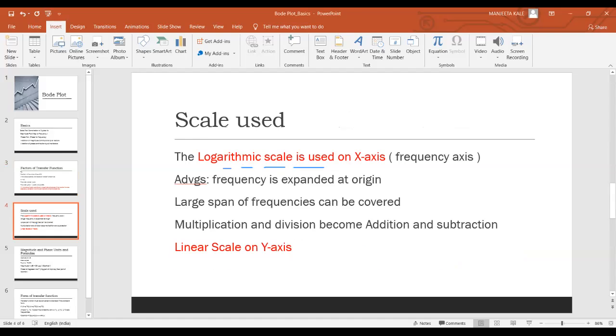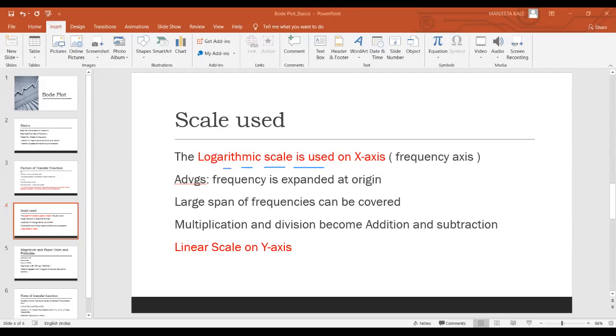Now if you go further, the scales used. Scales are nothing but the scales on the x-axis as well as on the y-axis. So on the x-axis we have frequency. Obviously there are two different plots, magnitude plot and phase plot. In both the cases, the x-axis will be frequency, that is logarithmic frequency. Now why are we using a logarithmic scale on the x-axis? There are certain advantages. Those advantages are stated here on this slide.